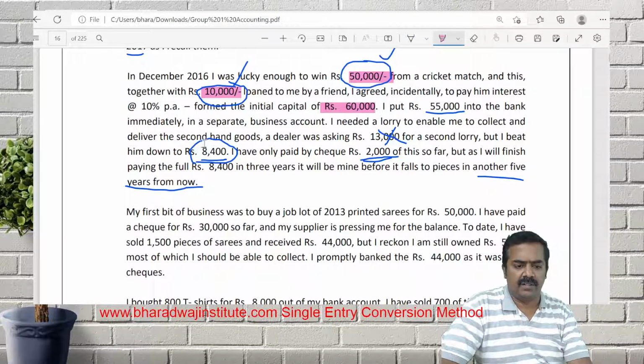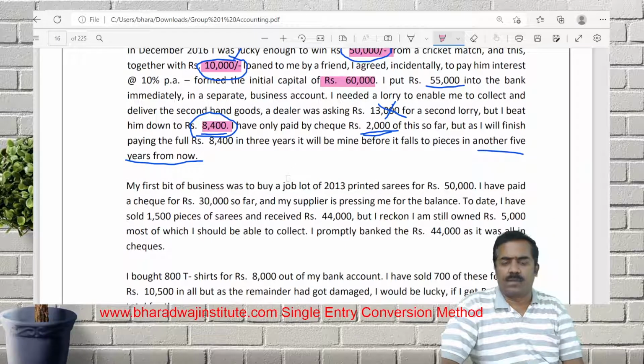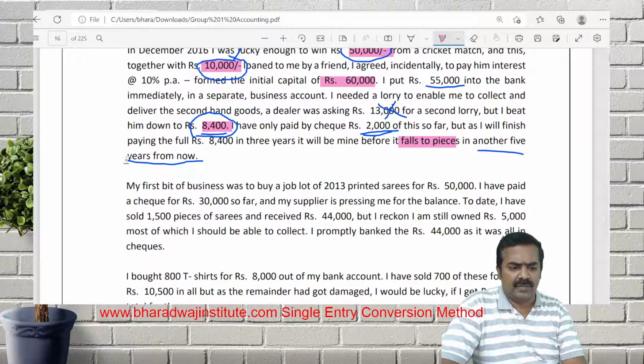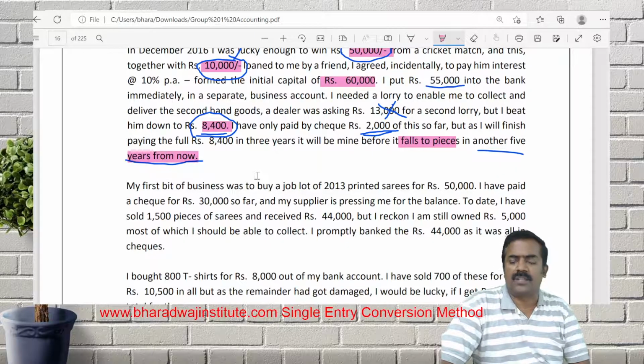What is the scrap value here? Where is the scrap value here? No scrap value here. 8,400 is the cost of the lorry. It will fall into pieces. Now it will be useless after how many years? 5 years from now. This is given for what? Depreciation. So what is the life of the lorry?